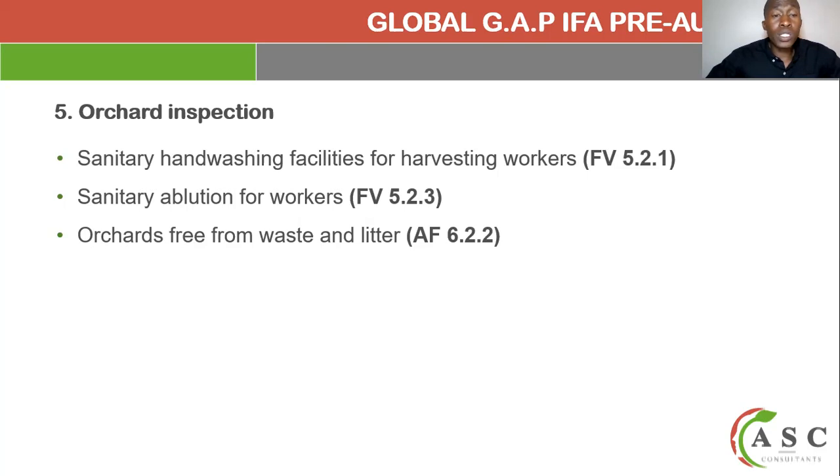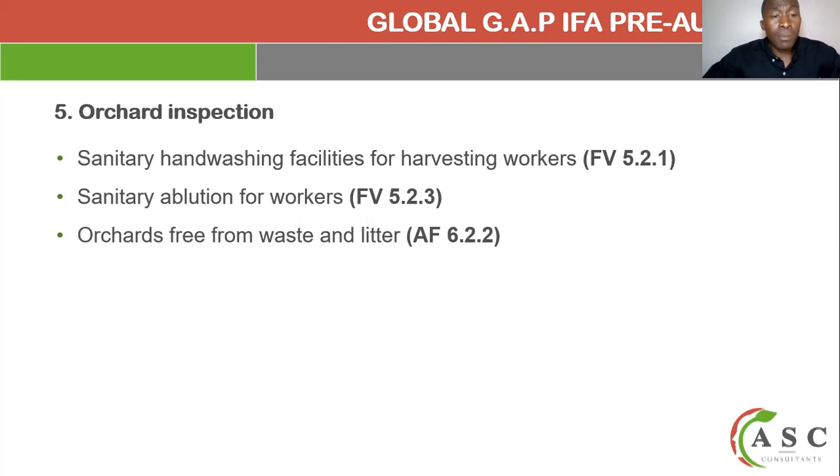Then your ablution for workers in the orchard must be of sanitary condition, or kept in a hygienic state at all times. Ablution or toilets must be cleaned regularly. There must be a cleaning itinerary or cleaning program, and each time the toilet is cleaned, it must be recorded, and those records must be kept on file. They would be required by the auditor when going through your Global G.A.P. file, as they would require hygiene records, and then you would be able to produce them.